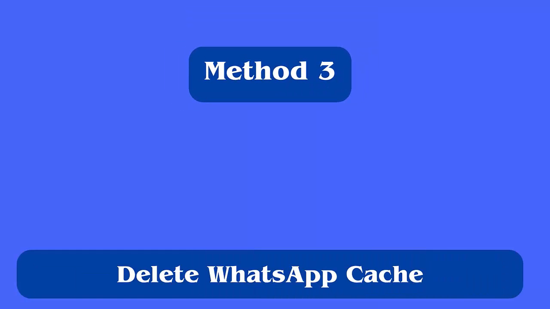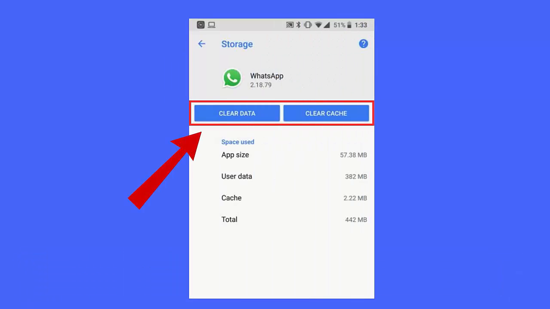Method 3. Delete WhatsApp cache. Follow the steps. First, open settings on your phone. Now, go to apps and click on the app management option. Next, move down and tap on WhatsApp. Here, click on storage usage and then tap the clear cache option.